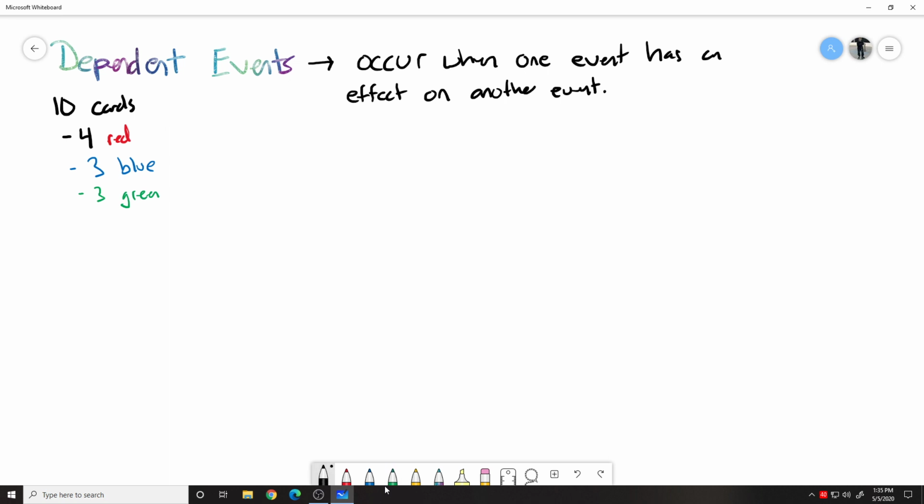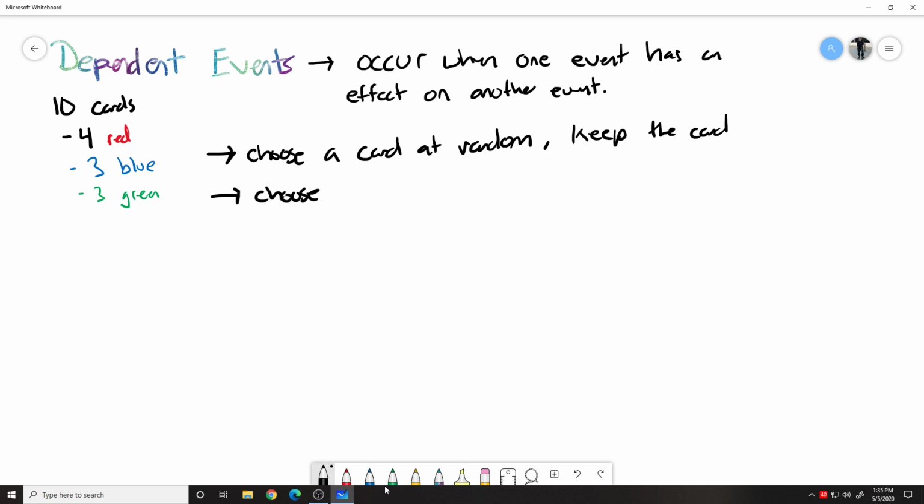Let's just do this scenario. You're going to choose a card at random, and you're going to keep the card. So you're going to take this deck of 10 cards. You can't see the face side of the cards. You're going to randomly pick one and you're going to keep it. Then you're going to choose another card.